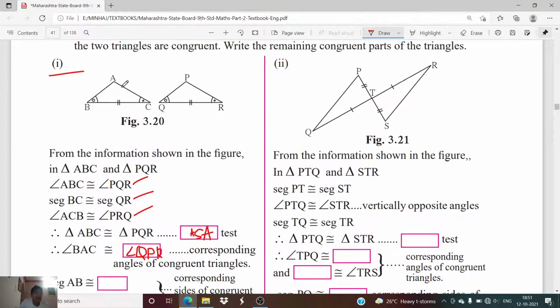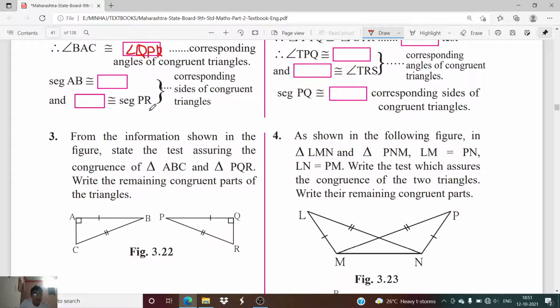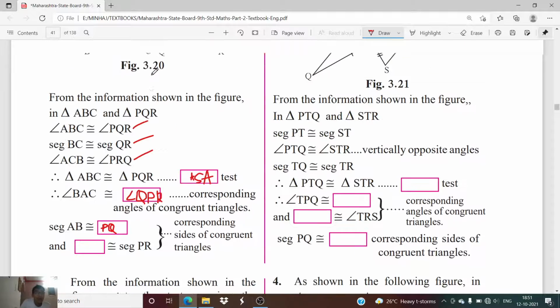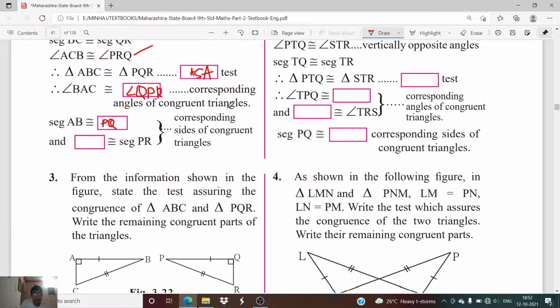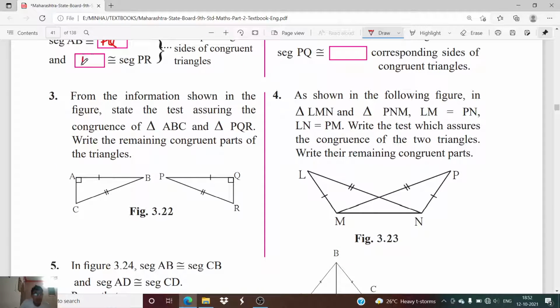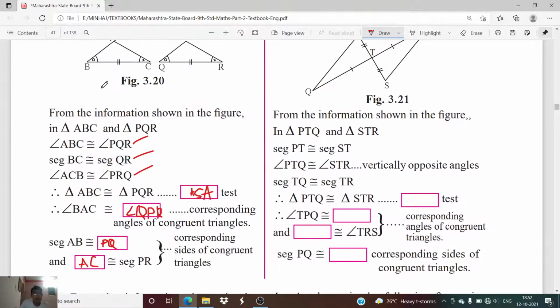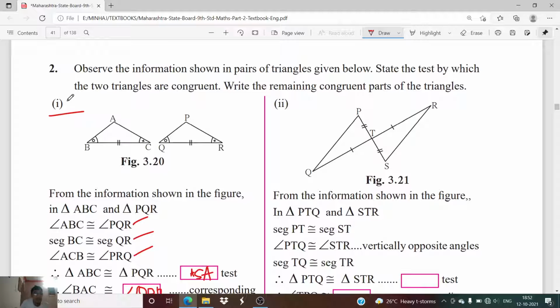Again, segment AB is congruent to segment PQ, and segment AC is congruent to segment PR. So segment AC is congruent to segment PR. Okay, so this is the solution, or the answer, for subquestion number 1. Let us see subquestion number 2.